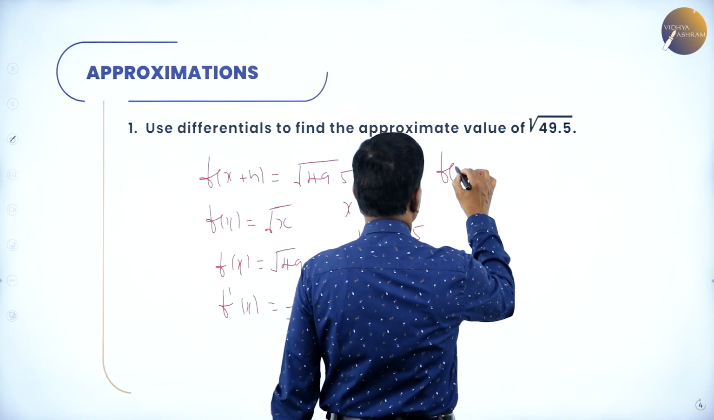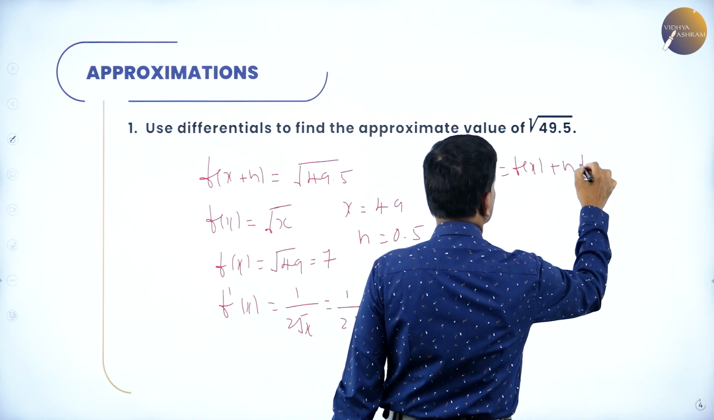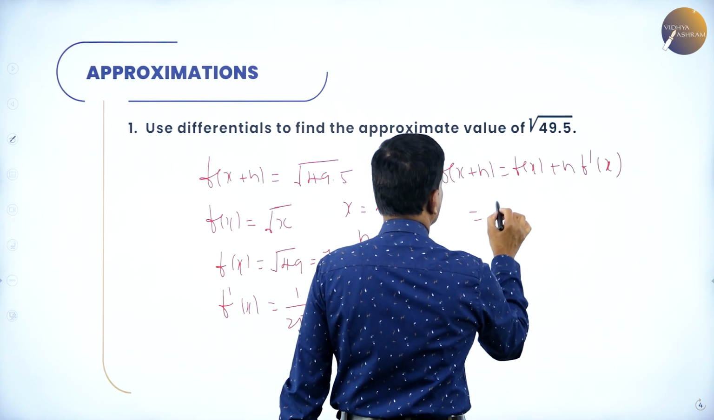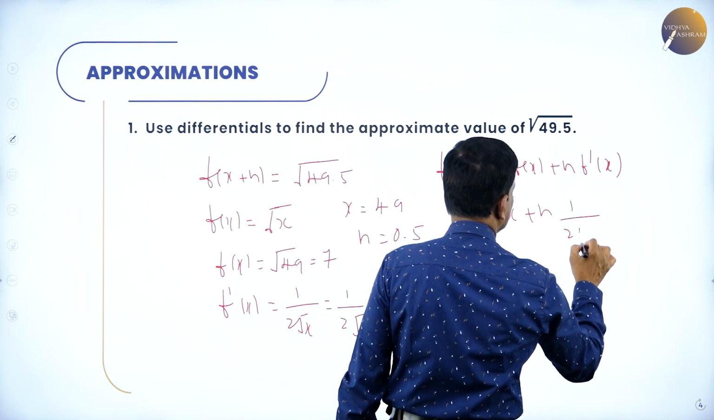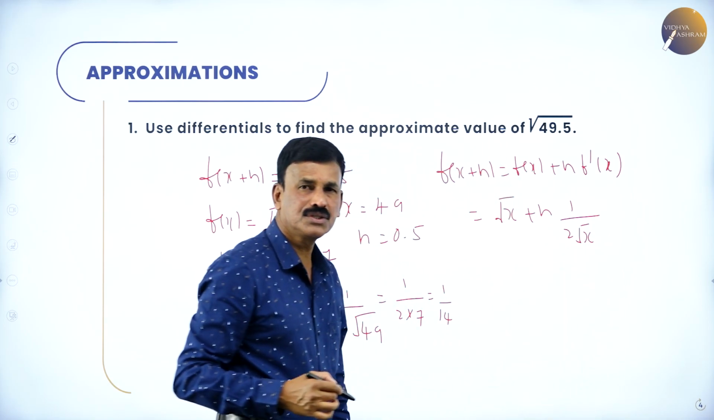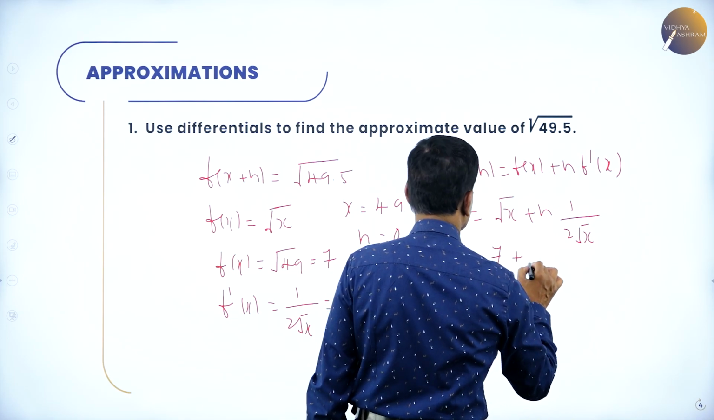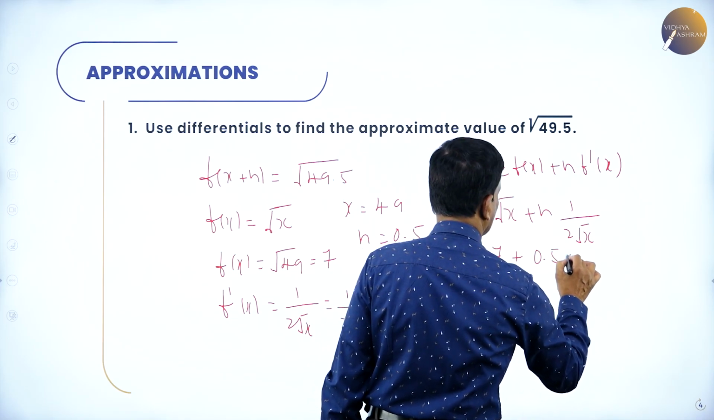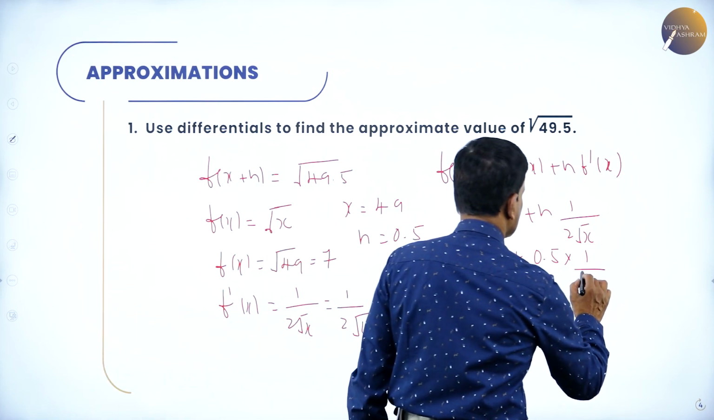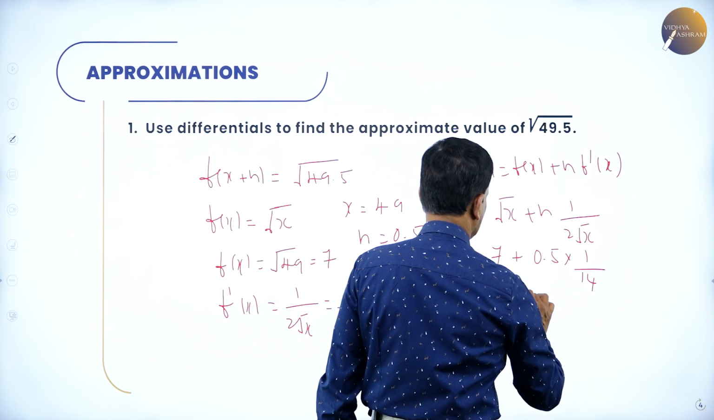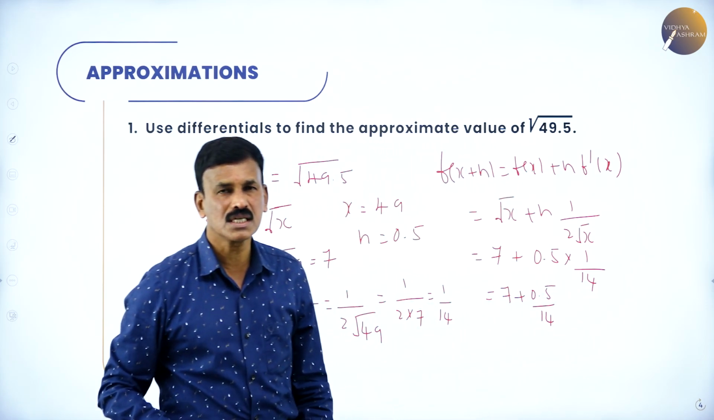So what is the formula? f of x plus h is equal to f of x plus h into f dash of x. f of x is root x plus h into the differentiation of root x, which is 1 over 2 root x. Now what is root x? Root of 49 is 7, plus h is 0.5 into 1 over 2 root x, that is 2 into 7 is 14. So 7 plus 0.5 divided by 14. Simplify this, that's it.